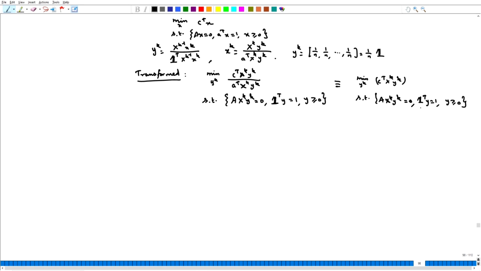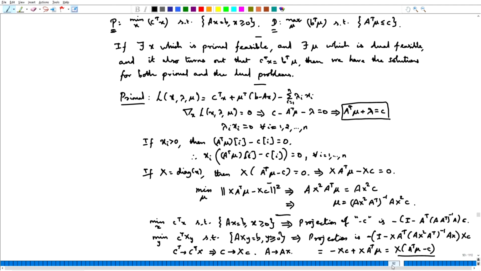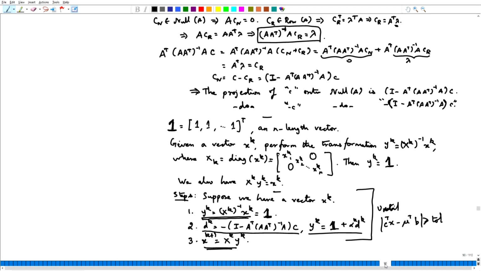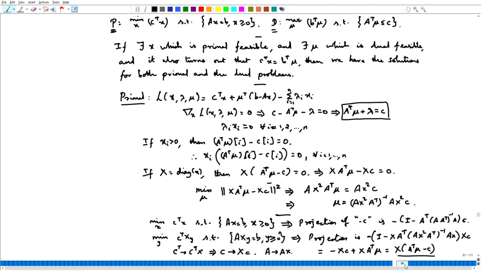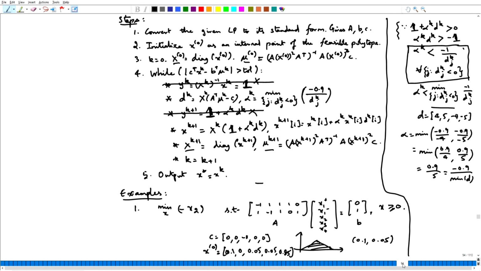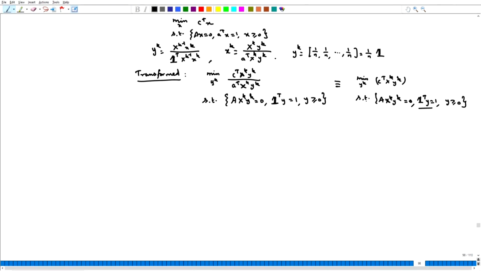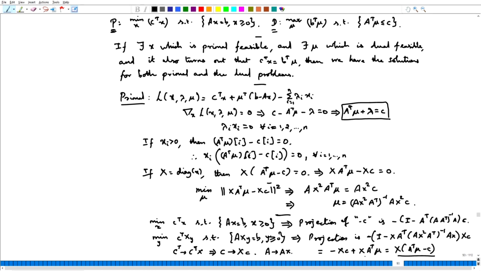You did not have this extra constraint 1 transpose y equal to 1, okay. But check where we have it here, the transform problem, right. So, I do not know if I had written this anywhere, but the projection was, if you could recall, right. You can observe that the transform problem is very similar to what you got in the affine scaling method, right. So, if you recall this step, right.